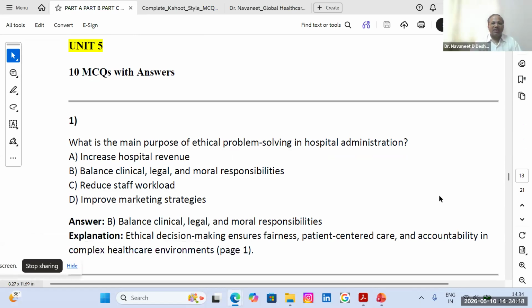The first question is, what is the main purpose of ethical problem solving in hospital administration? A. Increase the hospital revenue. B. Balance the clinical, legal, and moral responsibilities. C. Reduce the staff workload. And D. Improve the marketing strategies. The correct answer is B. Balance the clinical, legal, and moral responsibilities. So that is the main purpose of ethical problem solving. Ethical decision making ensures fairness, patient centered care, and accountability in complex healthcare environments.